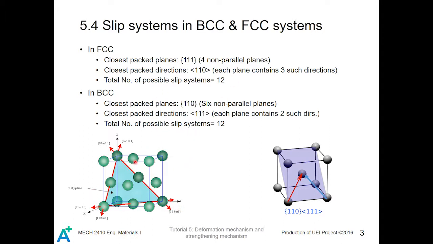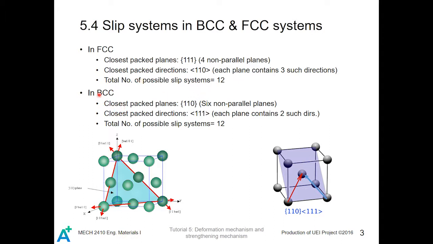And again, we don't consider the negative direction of this packed direction, as actually positive or negative doesn't matter, because when we reverse the direction of the applied stress, then basically the negative direction can be generated again. So we ignore the positive and negative direction of the slip direction. And that's why the total number of possible slip systems is 12.